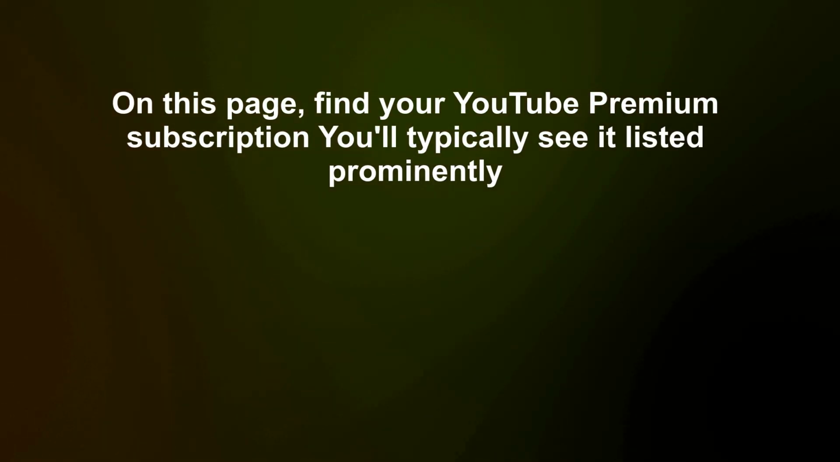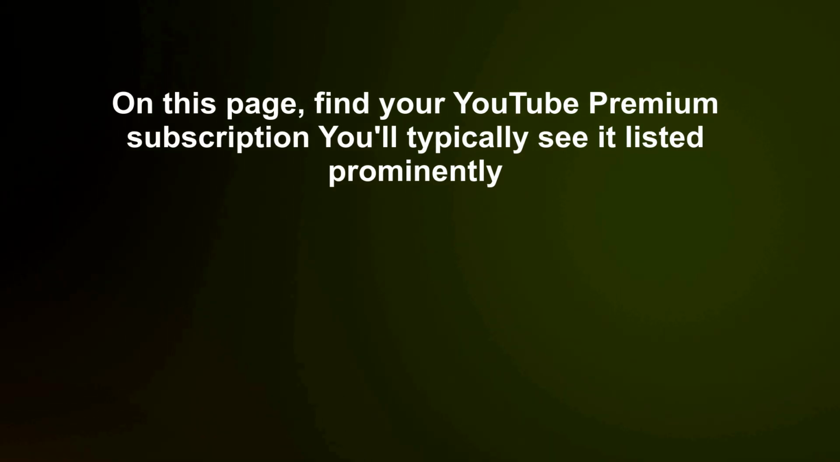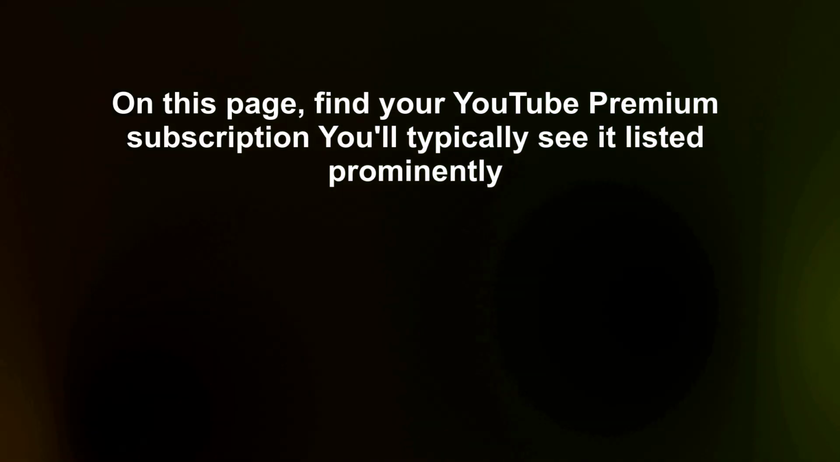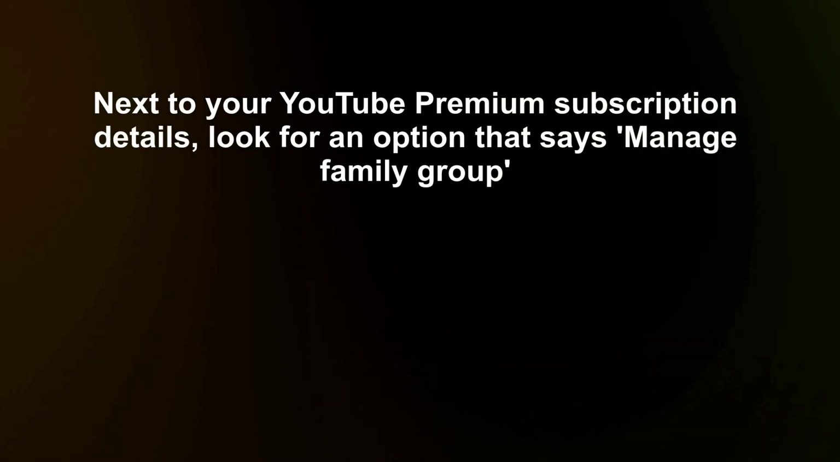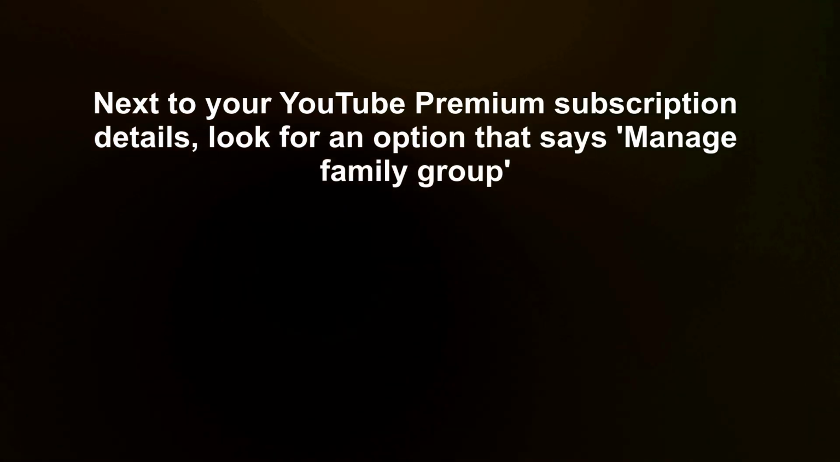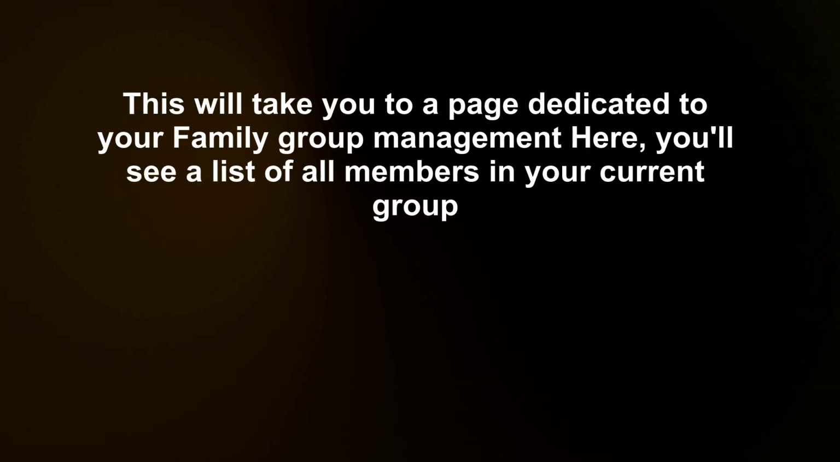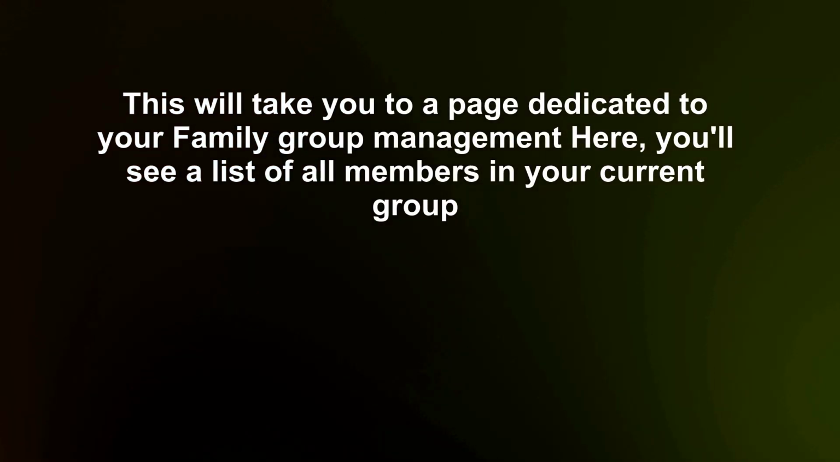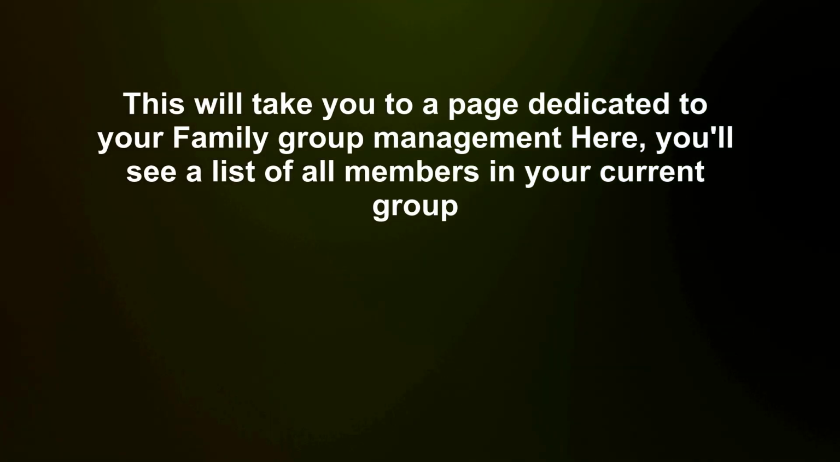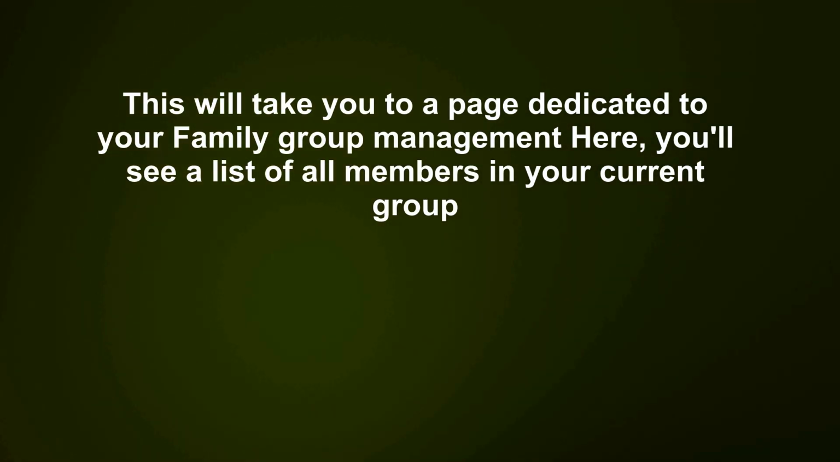On this page, find your YouTube Premium subscription. You'll typically see it listed prominently. Next to your YouTube Premium subscription details, look for an option that says Manage Family Group. This will take you to a page dedicated to your family group management. Here, you'll see a list of all members in your current group.